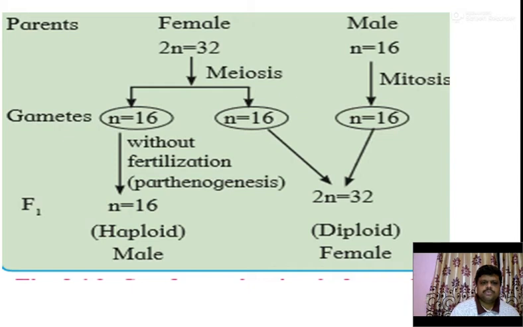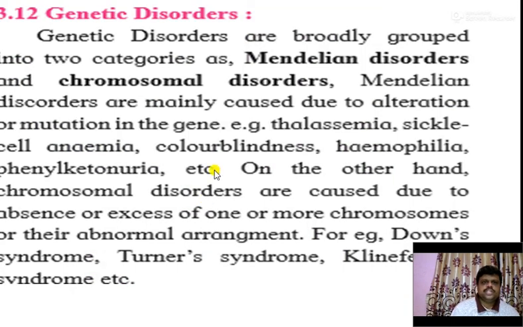Let us see one more point, that is genetic disorders. Genetic disorders are broadly grouped into two categories: Mendelian disorders and chromosomal disorders. Mendelian disorders are mainly caused due to alteration or mutation in a gene. For example, thalassemia, sickle cell anemia, color blindness, hemophilia, phenylketonuria, etc. On the other hand, chromosomal disorders are caused due to the absence or excess of one or more chromosomes or their abnormal arrangement. For example, Down syndrome, Turner syndrome, Klinefelter syndrome, etc.